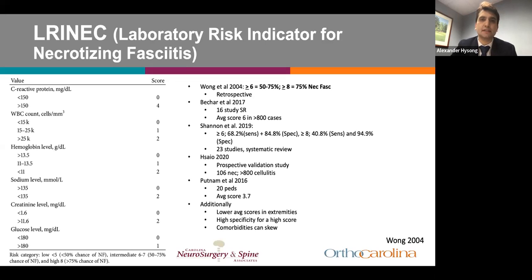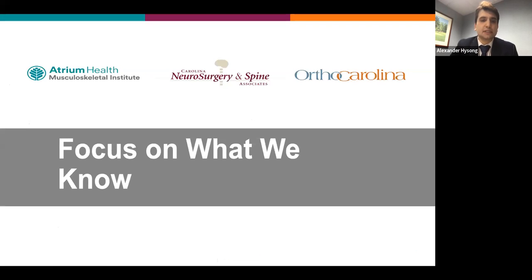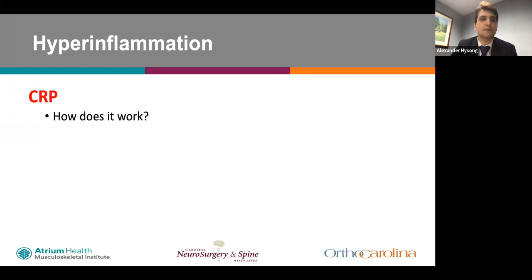lab metric or a scoring system, it's specific when patients are well into their course typically, and they're pretty sick. It's not a very sensitive tool, and it's not a great screening tool for necrotizing fasciitis. So instead, I propose we focus on what we know, and we know what hurts us and what we're worried about in nec fasc. The first is hyperinflammation, where it all starts, and an excellent marker of this is CRP.